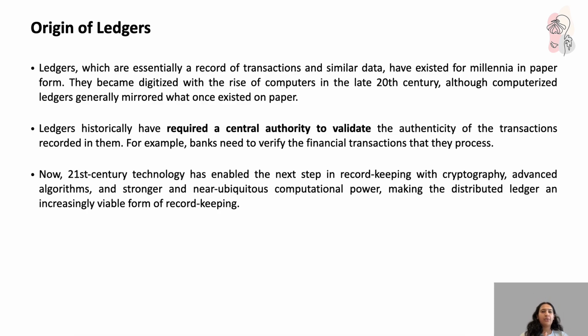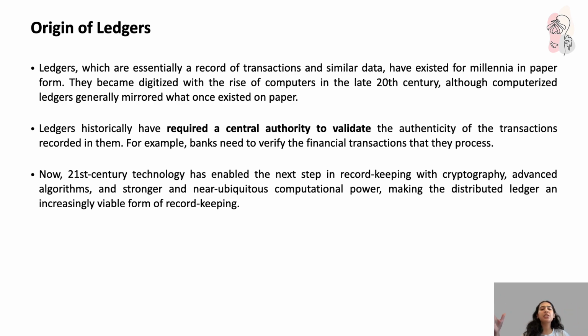So let's just read about what we saw before. Ledgers, which are essentially a record of transactions and similar data, have existed for millennia in paper form. They became digitized with the rise of computers in the late 20th century, although computerized ledgers generally mirror what once existed on paper. So what was on paper was put onto the computer when computers came in, and that is perfect. But that is long back, right? We need to make changes now.